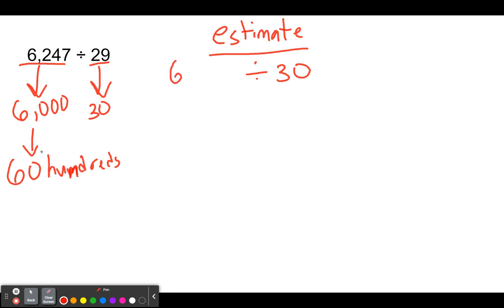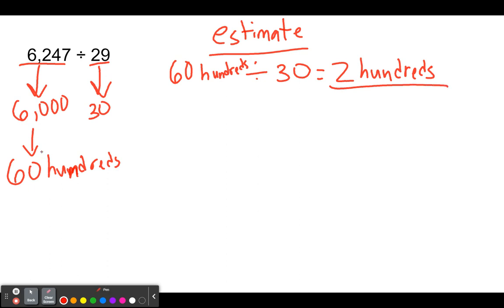So we're going to do 60 hundreds. Ooh, I kind of made that a little too little space. Okay, so now we have 60 hundreds. We're going to divide that by 30. If I take my 60 hundreds and divide that by 30, that is going to give me 2 hundreds. So that is my estimation. We are expecting our answer to be about 200.